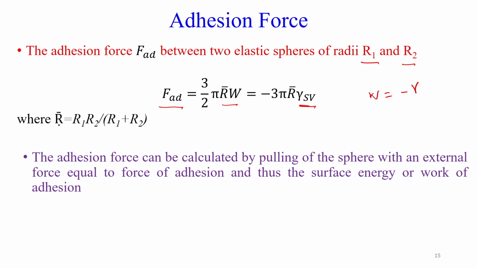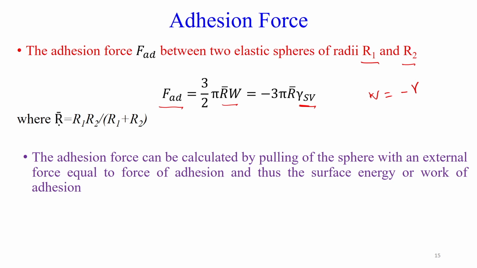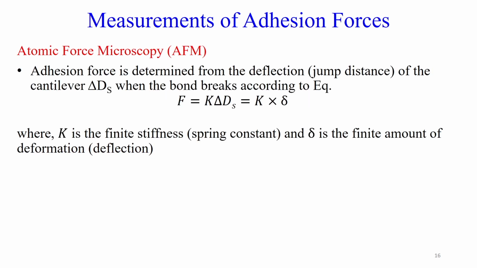How it is done? It is calculated by pulling the sphere with an external force, and if you are pulling the outer layer of a surface, then the force of adhesion is equal to the surface energy or the work of adhesion. So, there are different experimental methods which are applied to measure the adhesion force. I will discuss 2 methods here. One is the atomic force microscopy.